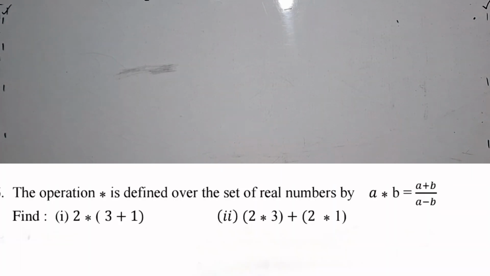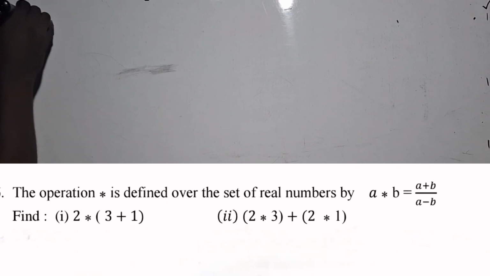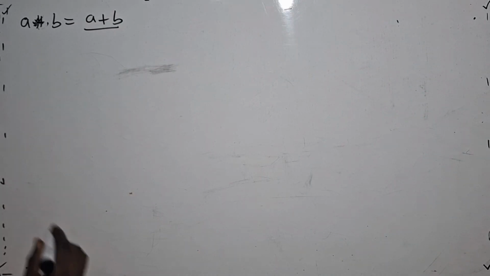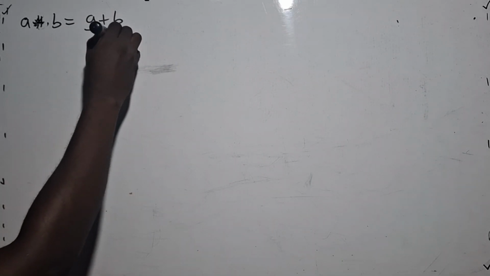The operation is defined over the set of real numbers by A operation B is equal to A plus B as numerator, then over the denominator A minus B. We have to find I, 2 operation bracket open 3 plus 1, the II, 2 operation 3 plus bracket open 2 operation 1 bracket close. So 2 different questions with the same operation. And the operation was defined as A operation B is equal to A plus B all over A minus B.